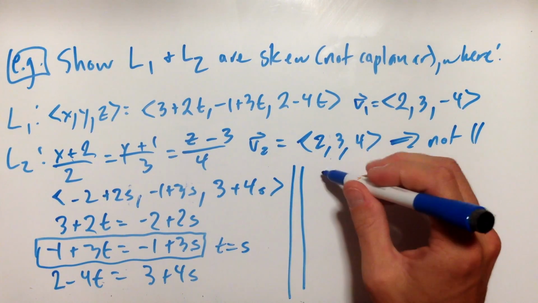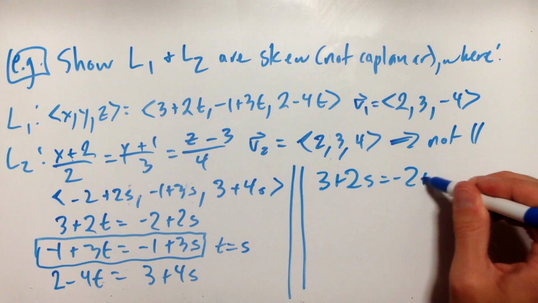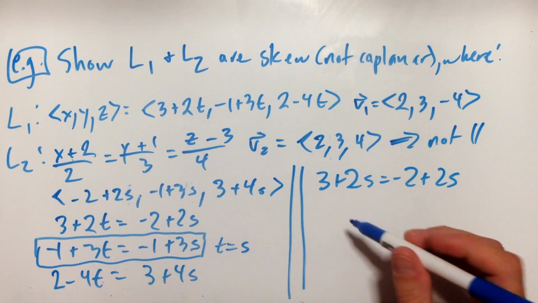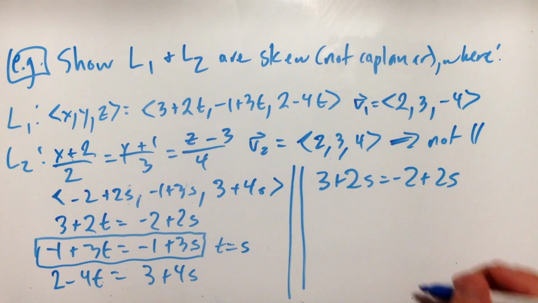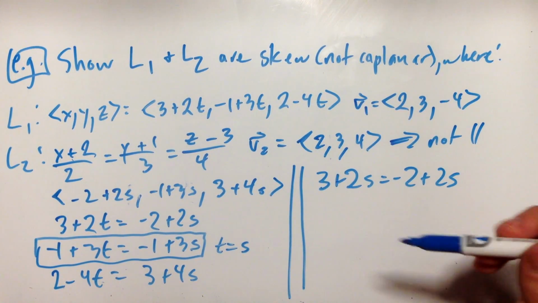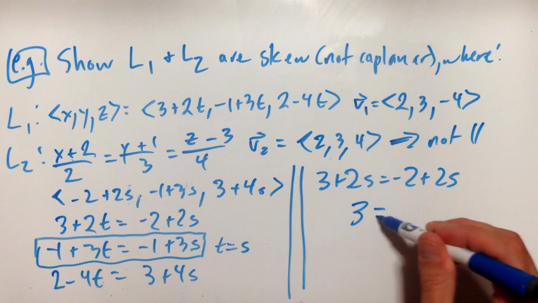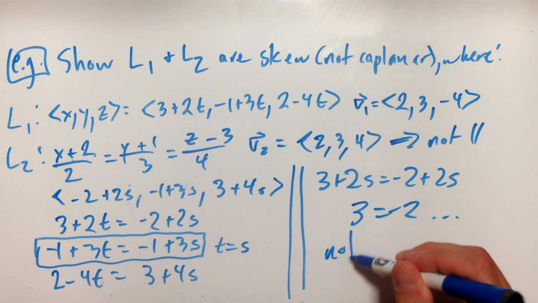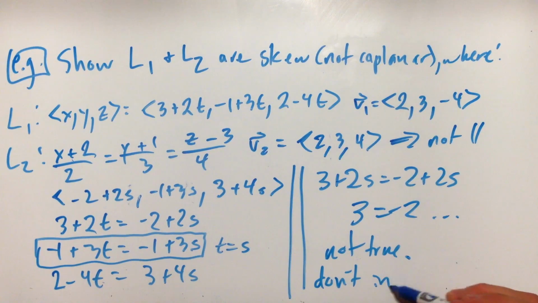So that means that we really have the 2 following equations. We have 3 plus 2s is equal to negative 2 plus 2s. And the other one is 2 minus 4s is equal to 3 plus 4s. So let's solve for s here. And yeah, this is never true. Because if I subtract 2s from both sides, I get 3 is equal to negative 2. Not true. So they don't intersect. Great.